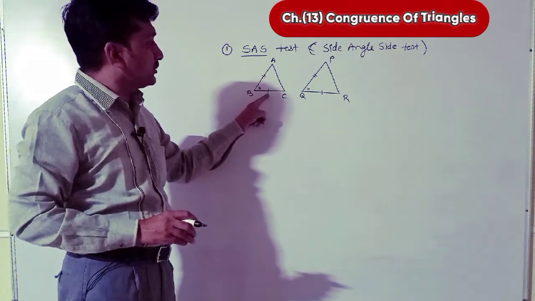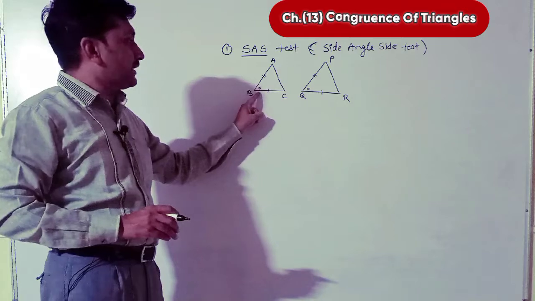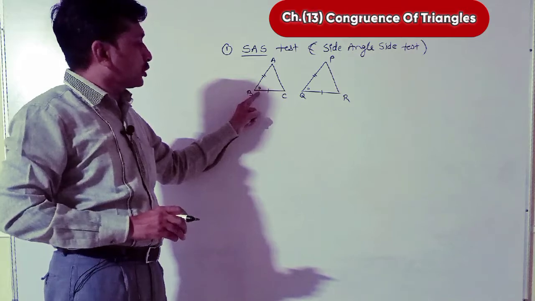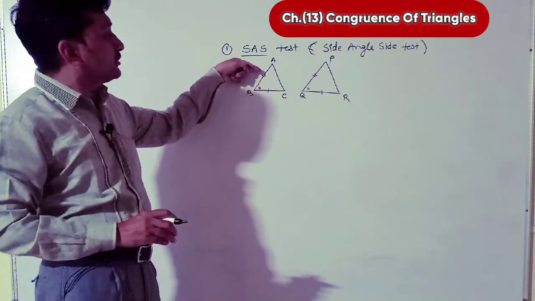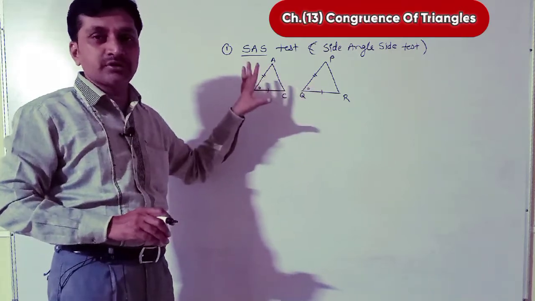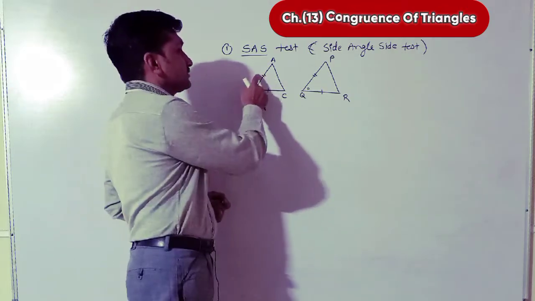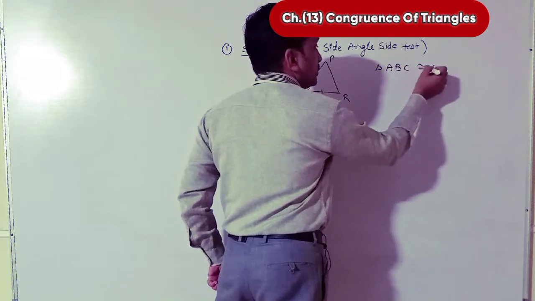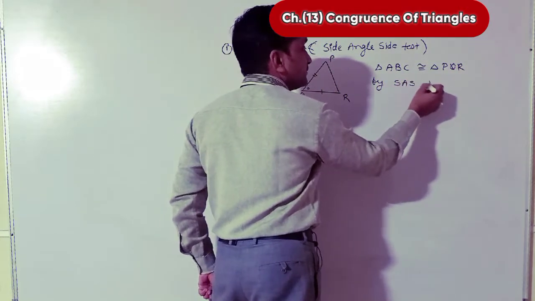Two sides of one triangle are congruent with two corresponding sides of the other triangle, and included angle of one triangle, included angle means angle formed by two sides, is congruent with included angle of the second triangle. Now sequence you see, side angle side, here also side angle side, identical marks are shown there for congruent parts. Now these two triangles are congruent by which test? SAS. Now we can write here, triangle ABC is congruent with triangle PQR by SAS test.